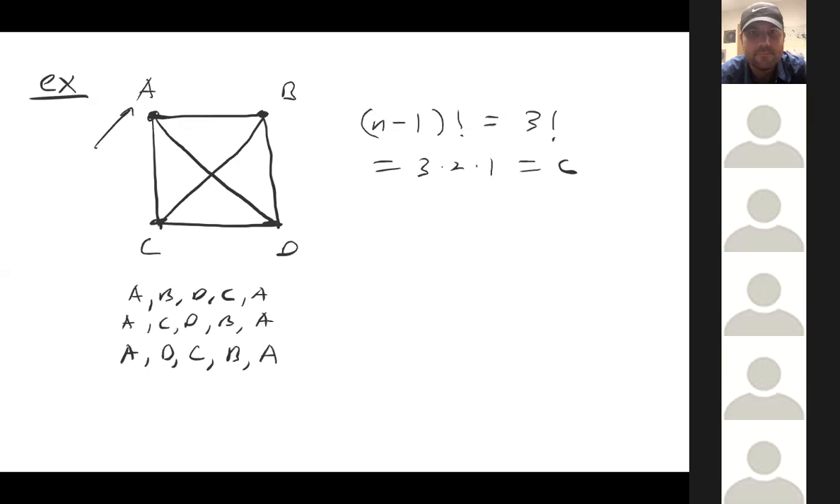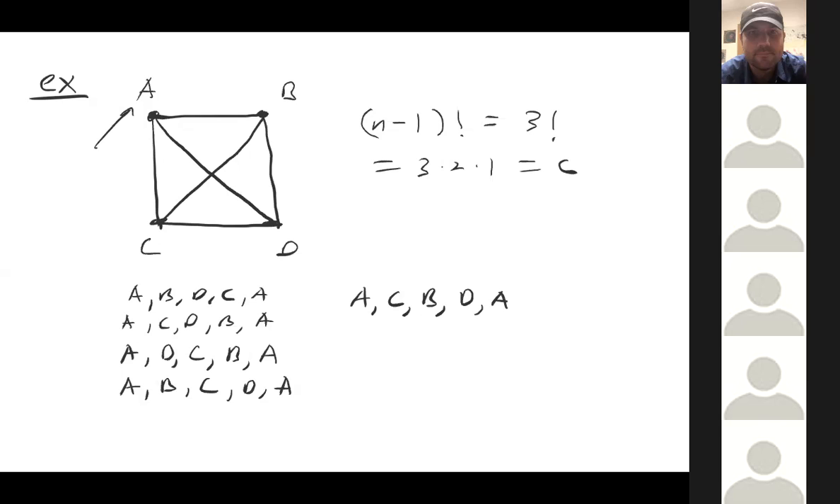Now I can go A, go over to B, across down to C, over to D, and back up to A. So I've got 4 of them, right? Now I could go A down to C, up to B, down to D, and up to A. I got 5 of them.